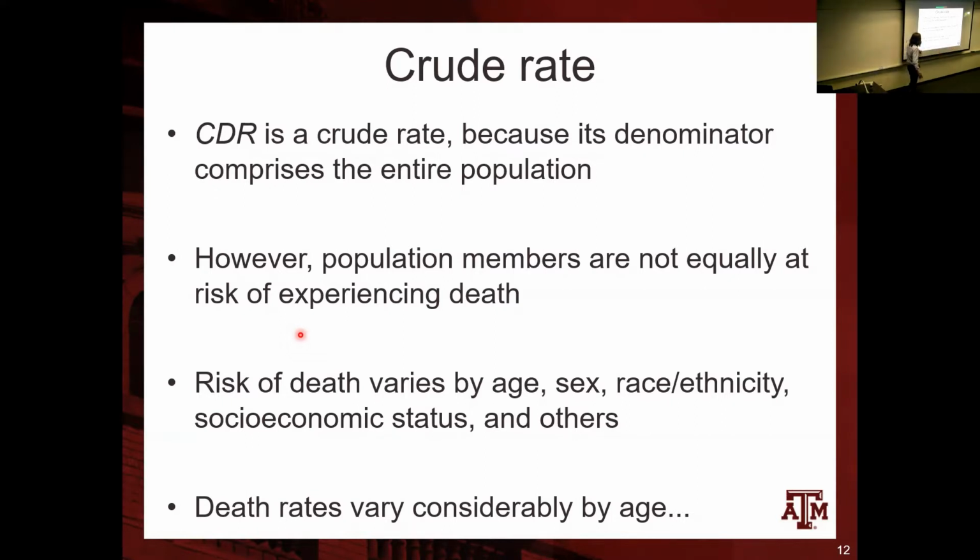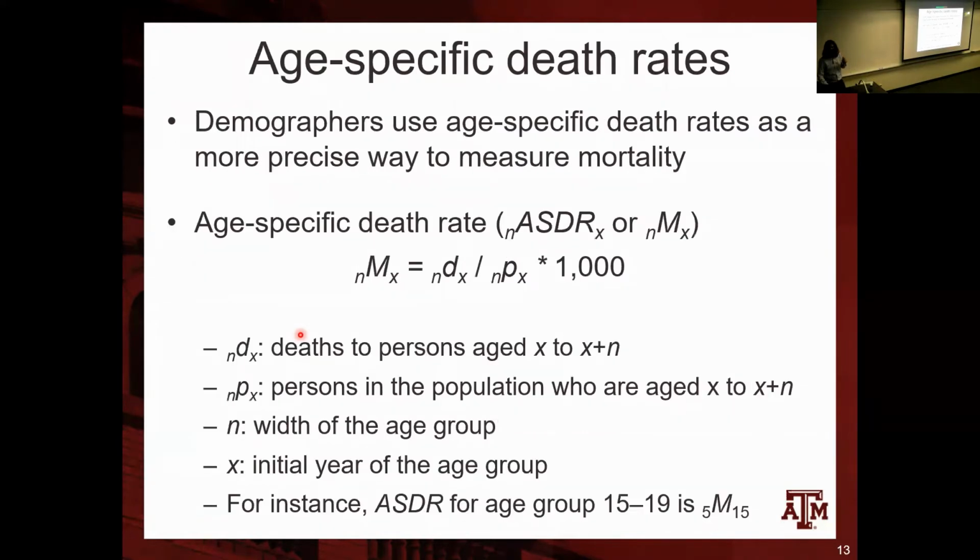And just to show variation of death rates by age, we can just get a typical measure to estimate death rates by age groups. When we estimate death rates by age groups, we have the age-specific death rates, also symbolized by the capital M, and the same notation in demography, right?